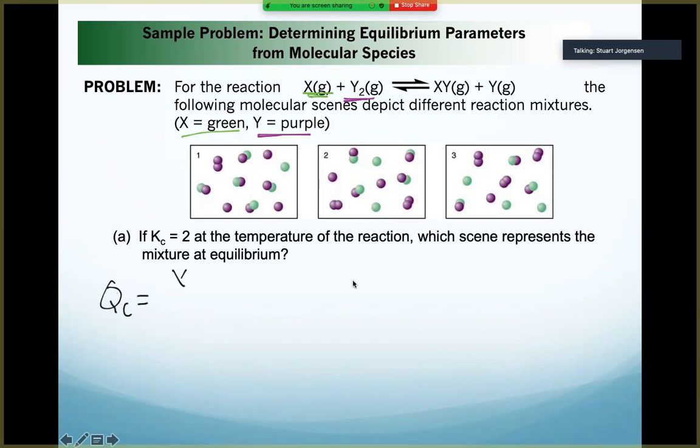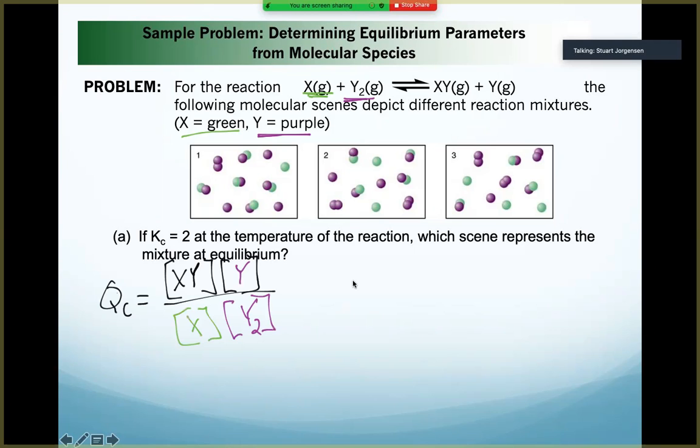In this reaction, we've got XY times our Y, which again is the purple one, our purple guys. That's going to all be over our reactants, which are going to be our X, our green guys, times our Y2, which is going to be our purple again. Cool. I'm just color coding so we can keep track of what's going on in our different beakers here. Sorry, all the same beaker, just different points in the reaction.